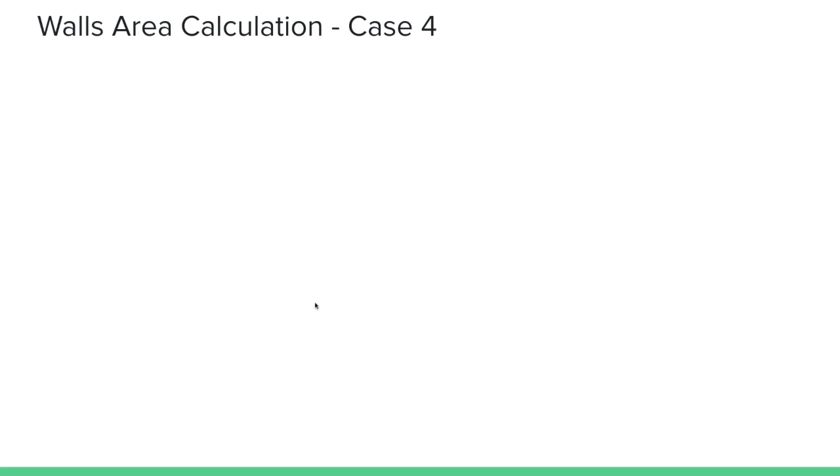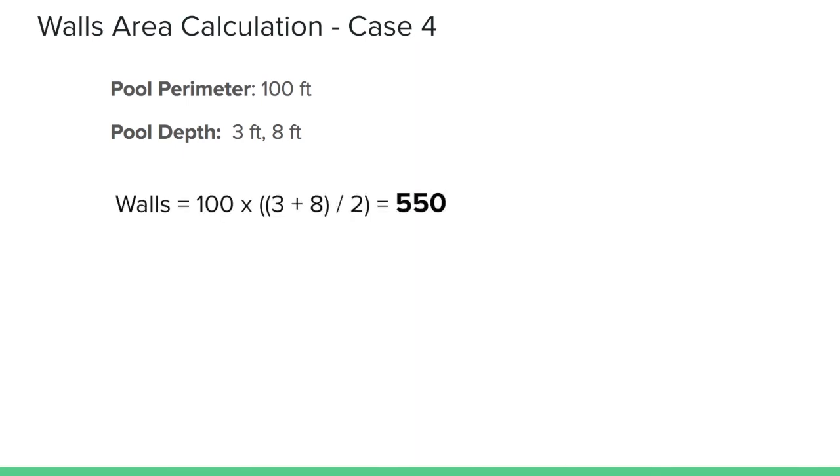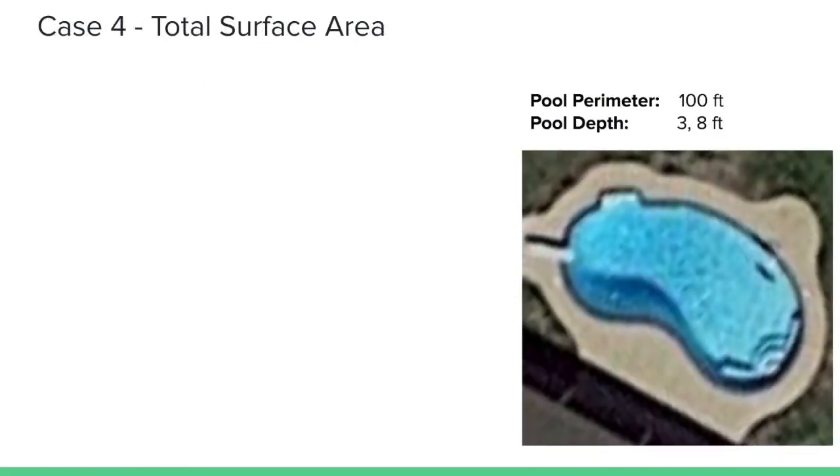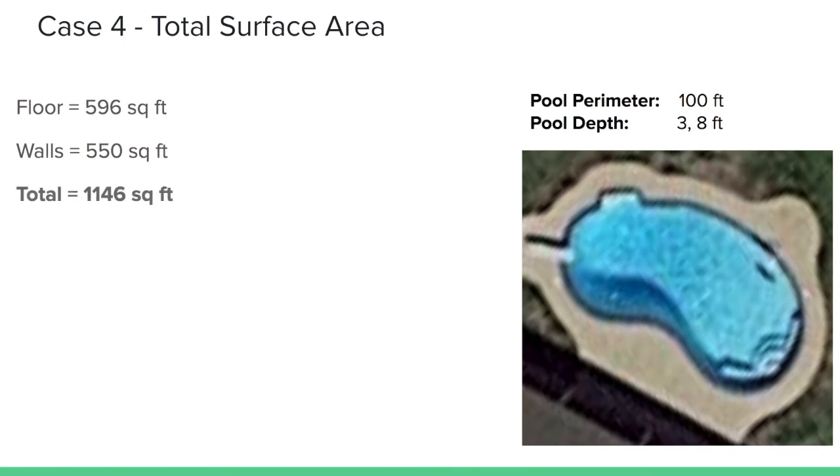All right, the walls. So we have the perimeter and we have the two depths. We're gonna take the quick and easy way now. 100 perimeter times the average depth is 550. All right. Now for the total area, the walls and the floor. The floor, you have 596 square feet. The walls is 550 square feet. You add them up, 1146.